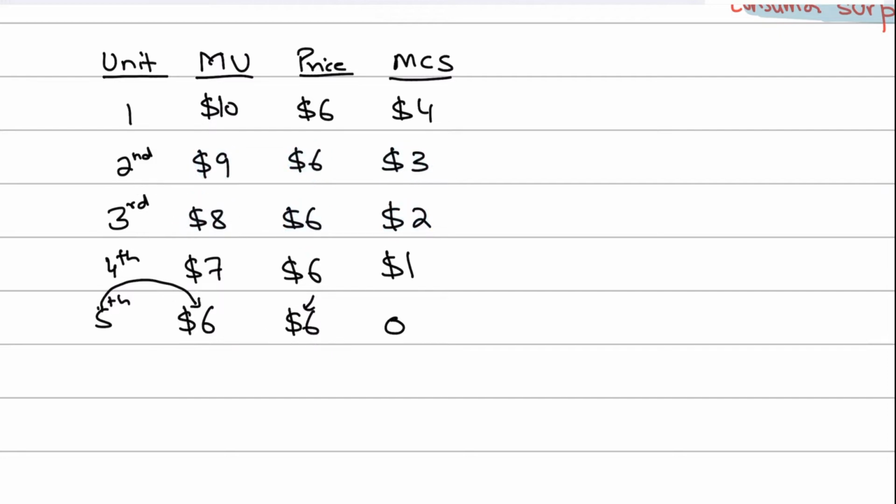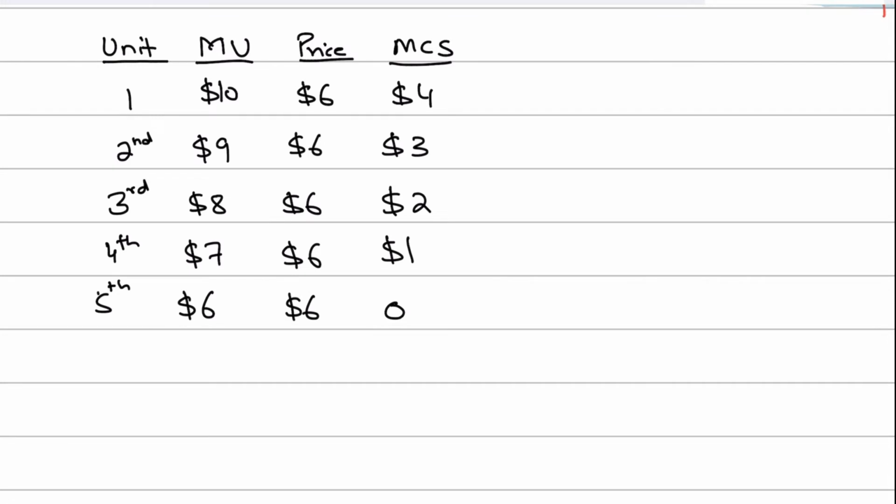So this is quite simple. You already studied it before as well. Now remember, the rational consumer behavior would be that the consumer will only buy how many units? Consumer will buy 5 units, right? Because the 5th unit that he will buy would be the point where his marginal utility equals the price.